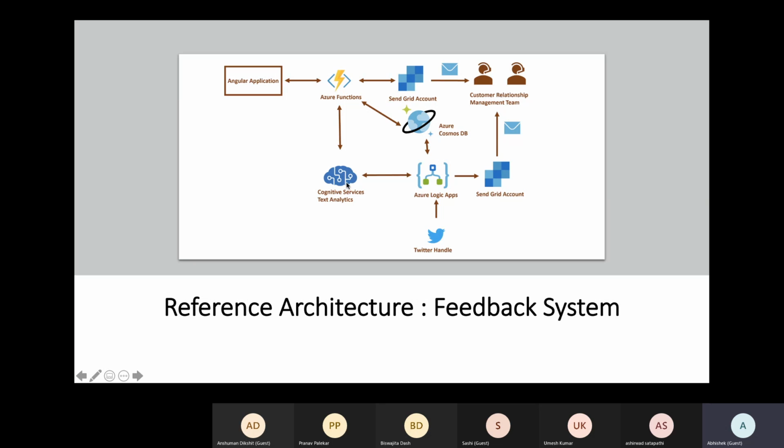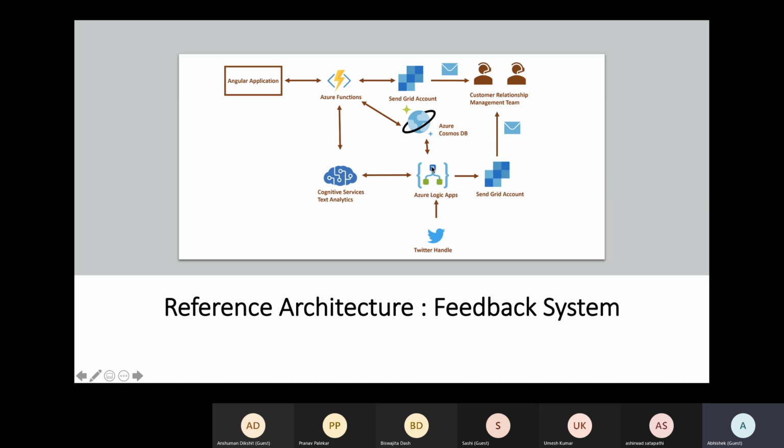So the Azure function will call the Text Analytics API in Cognitive Services that will analyze the text and bring out the analytics score out of it, like whether it's a negative sentiment or a positive sentiment. It can bring in the sentiment, and it can trigger a mail using SendGrid to the customer relationship management team, the CRM team.